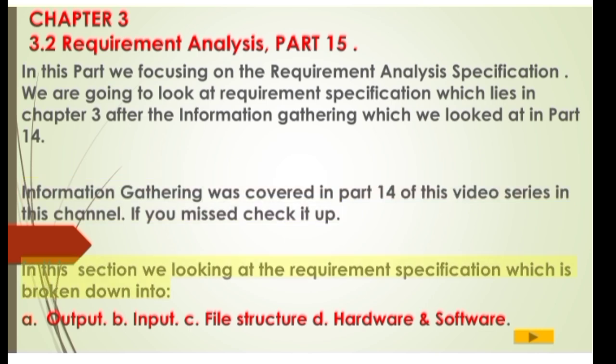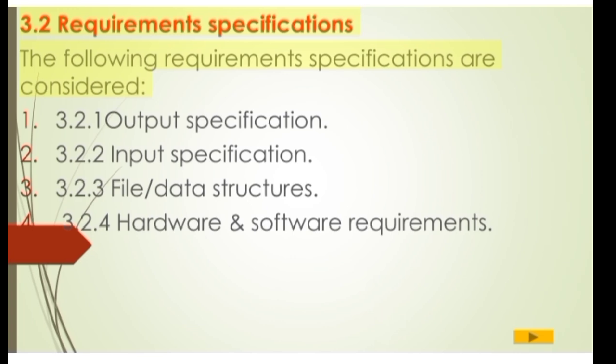In this section we are looking at the requirement specification, which is broken down into A. Output, B. Input, C. File structure, D. Hardware and software. 3.2 Requirement Specifications. The following requirement specifications are considered. 1. 3.2.1 Output specification. 2. 3.2.2 Input specification. 3. 3.2.3 File data structures. 4. 3.2.4 Hardware and software requirements.